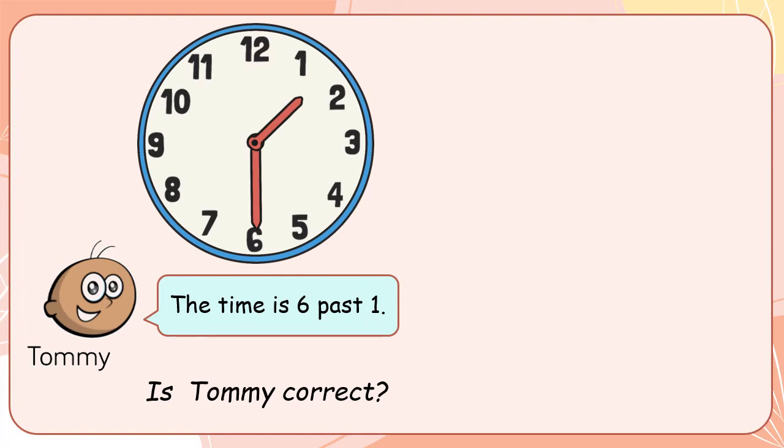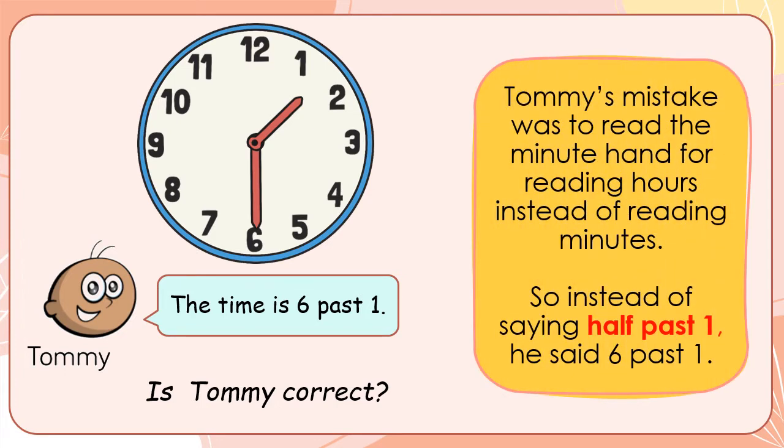Okay, let us check your answer. Now, is he correct? Very good. Tommy is incorrect. But why? I agree with you. Tommy's mistake here was to read the minute hand for reading hours instead of reading minutes. So, instead of saying half past 1, he said 6 past 1, which is again incorrect.